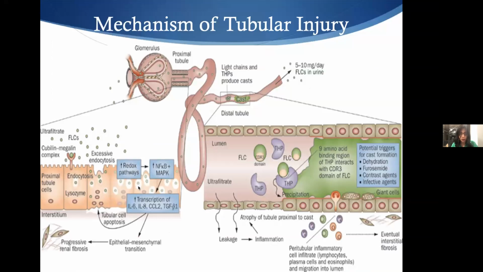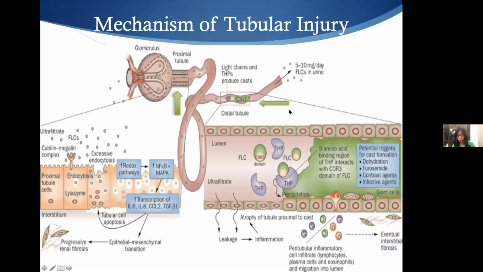If it's in the proximal tubule, which we call light chain proximal tubulopathy, then we do have the binding of the free light chains, excessive endocytosis of free light chains. Then you have a lot of cytokines, a lot of transcription factors, which will eventually lead to tubular cell apoptosis, and this is going to lead to progressive renal fibrosis, and as I said, EMT is going to happen.